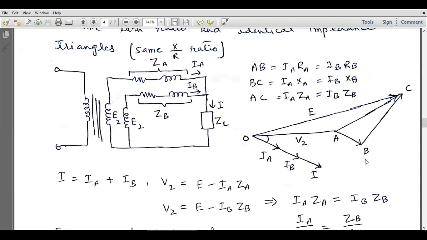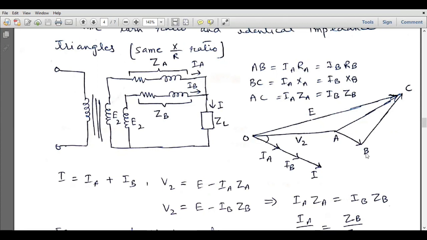Similarly, this vector corresponds to jIAXA, and this will also correspond to jIBXB, because IA is smaller and XA will be larger, and IB is greater and XB will be smaller. But the product of IAXA and IBXB will be similar. So this vector corresponds to IAXA, and this will also correspond to IBXB. The vector sum of these two terms, IARA and IAXA, and IBRB and IBXB, will be equal to AC.